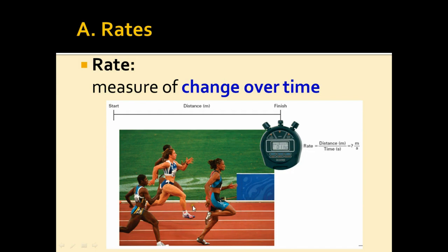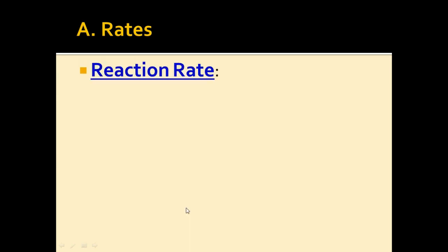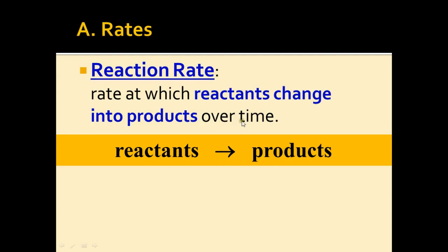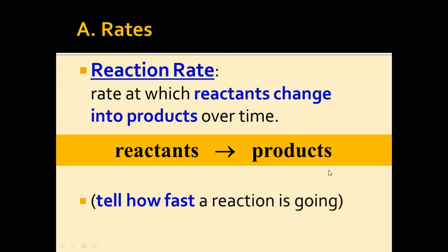And same thing we have in reactions. And so here we have reaction rates. And reaction rates are rates at which reactants change into products over time. So just like how those sprinters have rates or speeds, how fast they're going to finish, we have reactions which tell us how much time it'll take for all the reactants to change into products. It pretty much tells how fast the reactants get consumed and turn into products, which get formed.